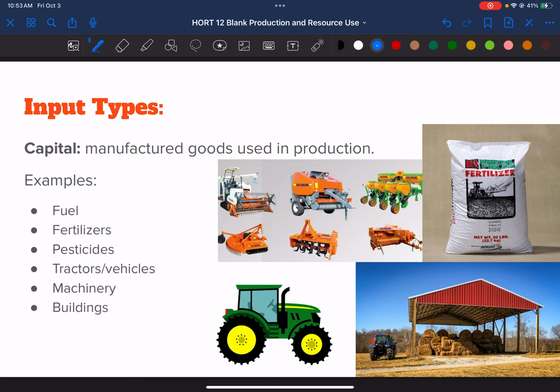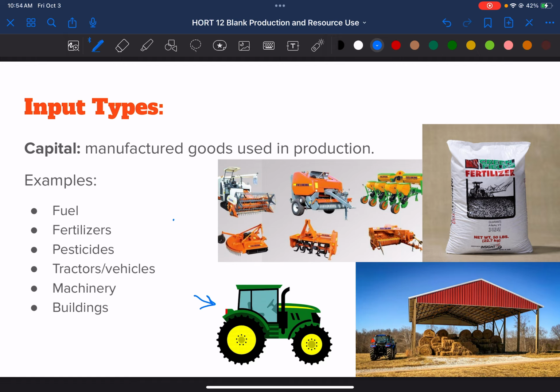Next, we have capital. Now, I think I mentioned in another lecture that the term capital can be used differently in different contexts. It often refers to just money, but when we're talking about inputs, it means the manufactured goods that are used in production. So the things that farmers need to buy from other firms that produce them in order to do their own production. So we could have tractors are certainly capital inputs.